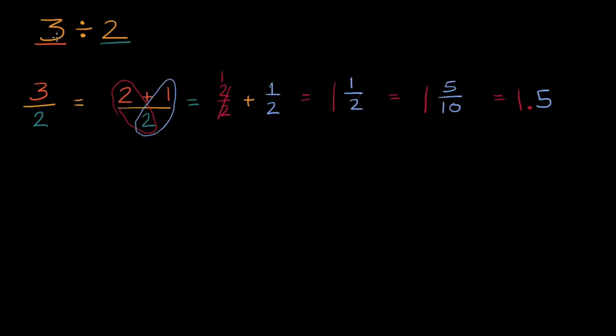So 3 is how many tenths? Well, 3 is 30 tenths, and we'd be dividing it by 2. So 30 tenths divided by 2, well, that's going to be equal to 15 tenths, which is equal to 10 tenths and 5 tenths, or 1 and 5 tenths. So both of these are equally legitimate strategies for figuring out what 3 divided by 2 is.